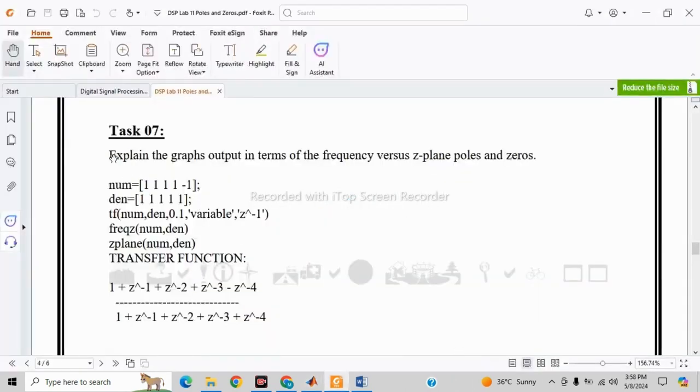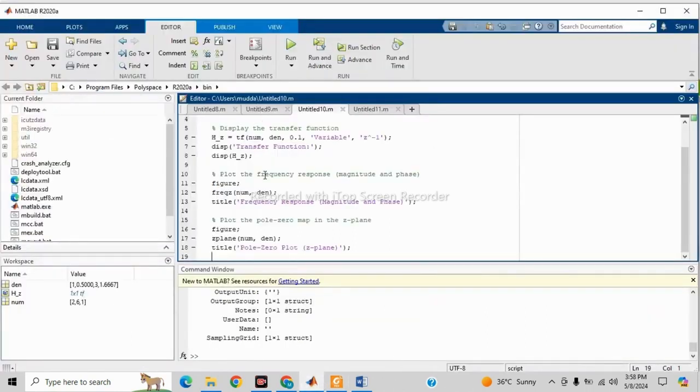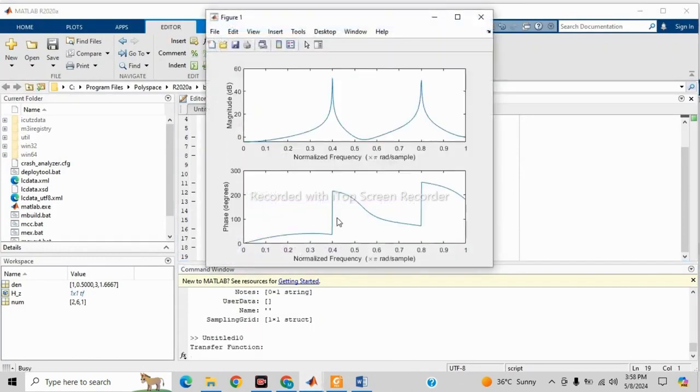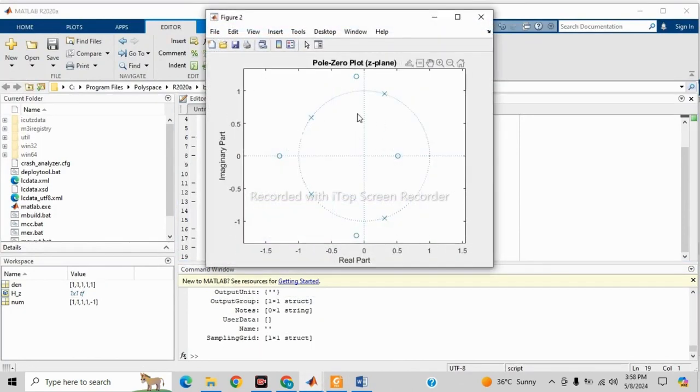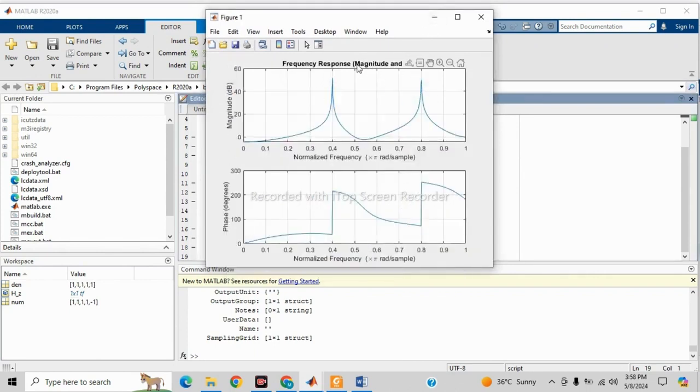Next we have task number 7, explain the graph's output in terms of the frequency versus z-planes, poles and zeros. This is the code, same as the previous tasks we have done, and this is the code in MATLAB. So the output for this is here, the pole zero plot in z-plane, and the frequency response for the magnitude in decibels is here, and the phase in degrees is here.